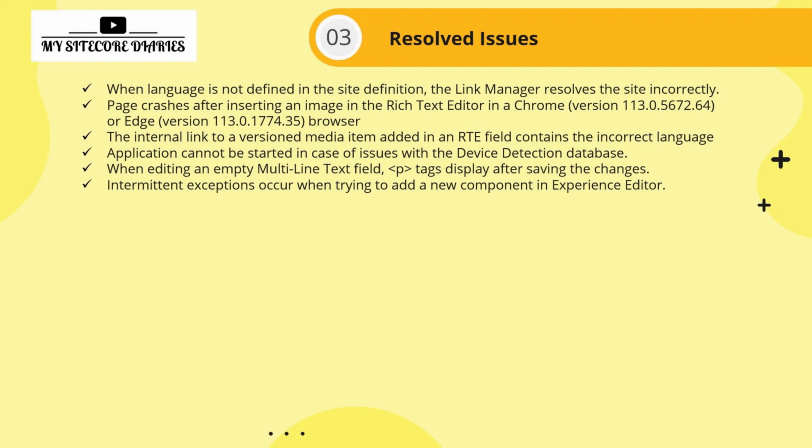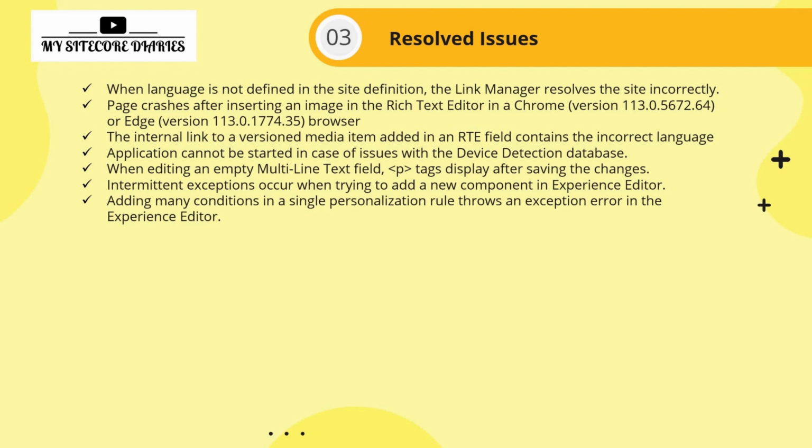Intermittent exception occurs when trying to add a new component in the Experience Editor. I have experienced this many times, that when you try to add a new component, it gives an error intermittently. Adding many conditions in a single personalization rule throws an exception error in the Experience Editor. I also observed this. When you are trying to set up the rule for personalization and add many conditions in that, it doesn't work, it throws an error.